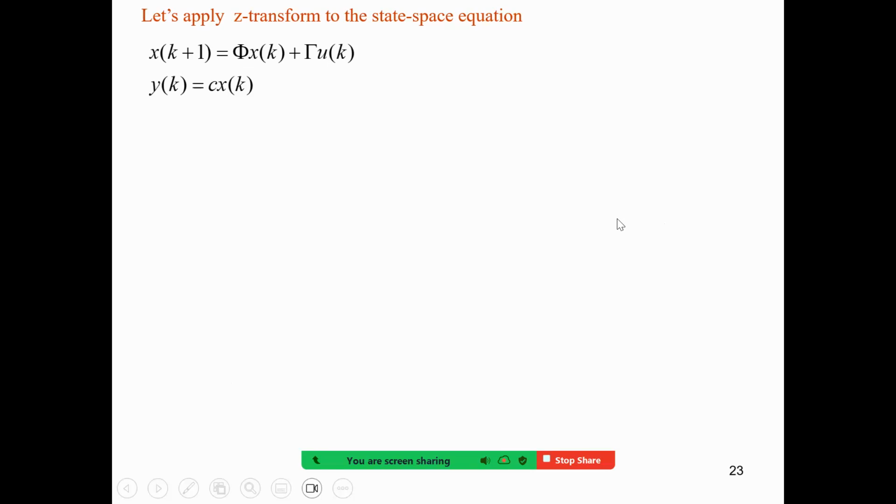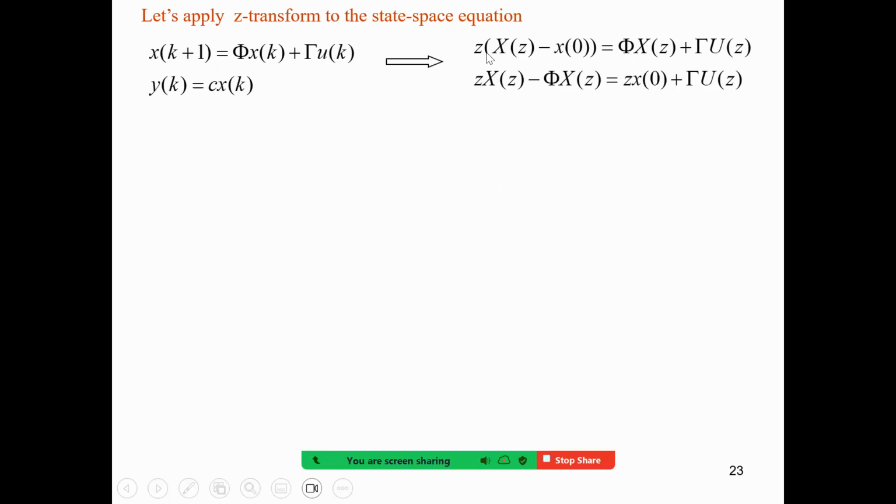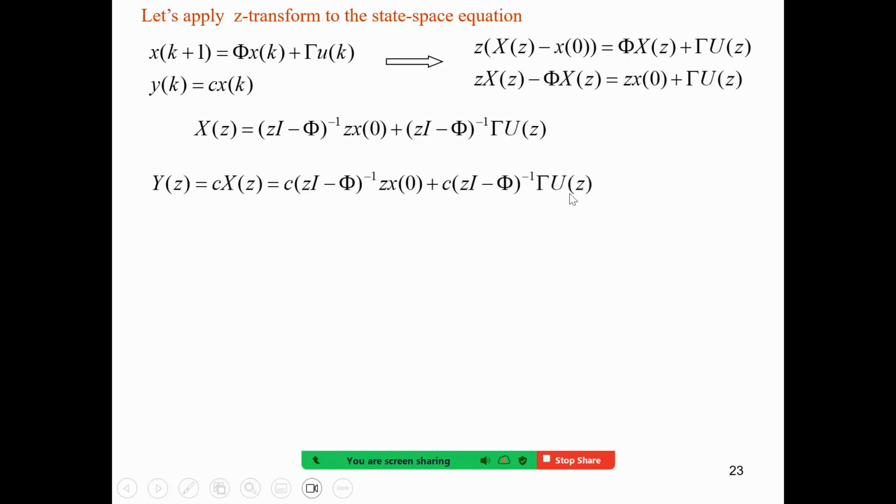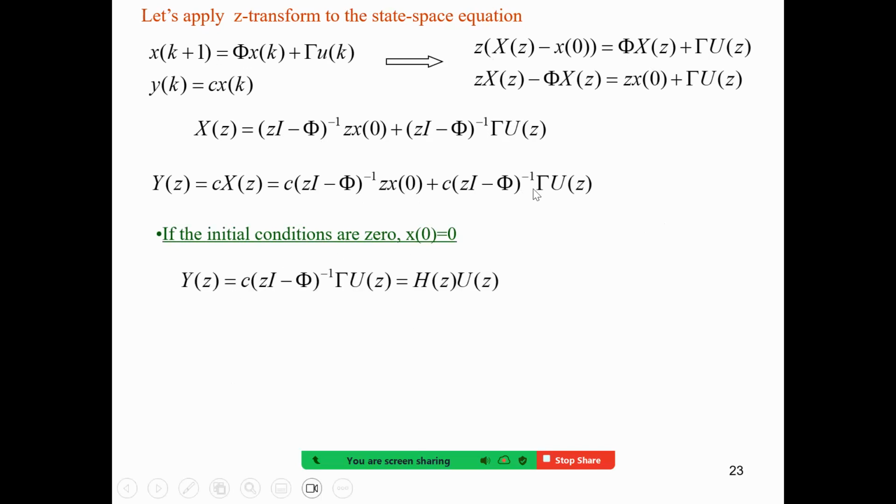So the Z transform applied to the state space model, we can easily find out the solution, right? In the Z domain, X depends upon the initial condition, it depends upon the input, then you get the output. If the initial condition is zero, we only consider the impact of the input signal on the system. So in this way, the output is related to the input only, and then we have this transfer function.